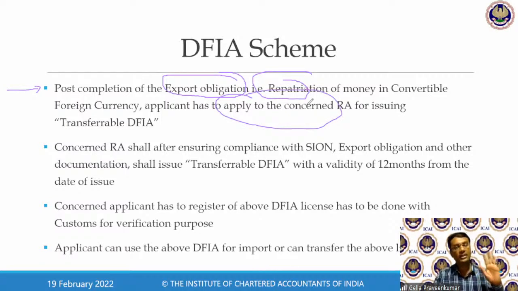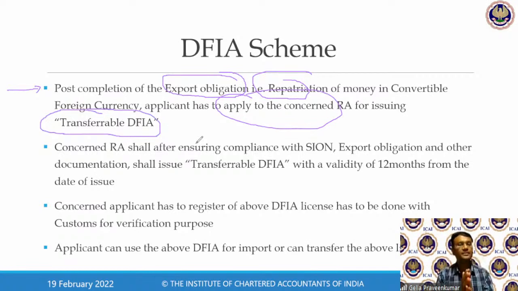Why? Said, look, I came to you 12 months back. I took this particular authorization for DFIA. I made an export. Okay, what have you done? So these are the shipping bills where I have done so much of export obligation. And this is my FIRC or eBRC number. So for all these exports, look, this is the money released in foreign currency. My banker has given a certificate for these particular transactions. I come back to this particular RA and explain all this to issue something called transferable DFIA.